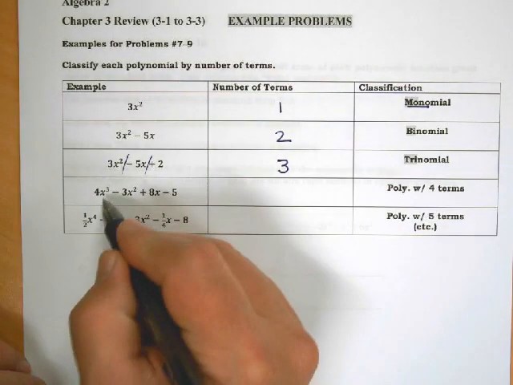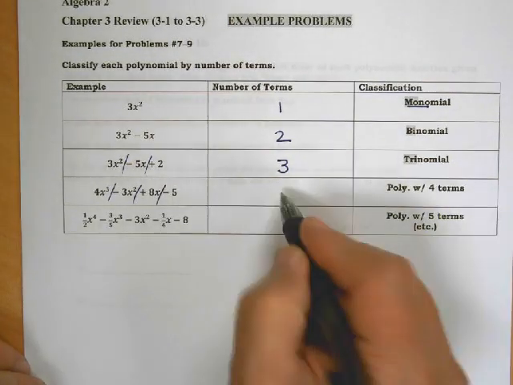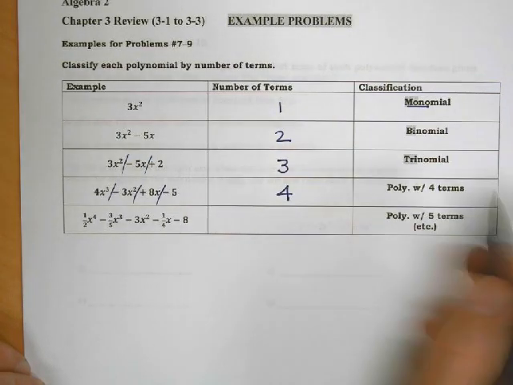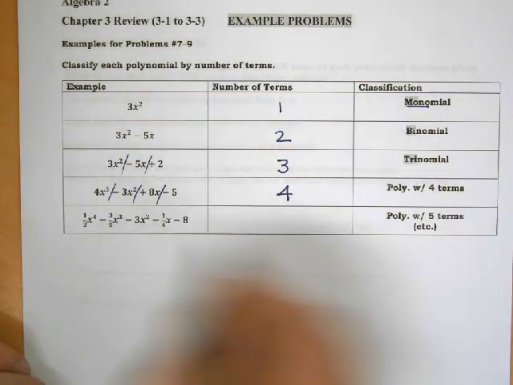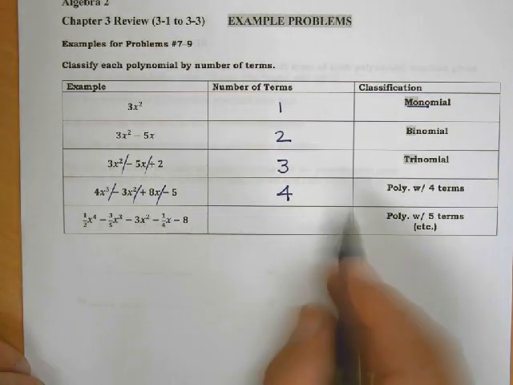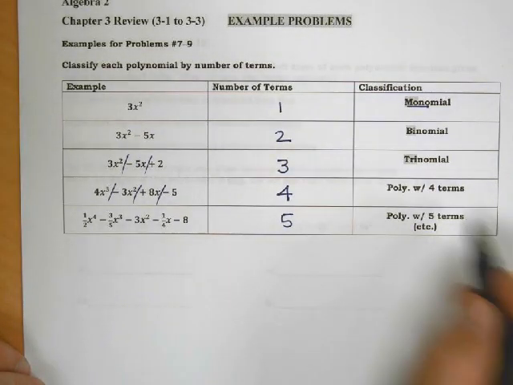Above that, this one has 1, 2, 3, 4 terms. Then you just turn generic. You say a polynomial, you can abbreviate, with 4 terms. This one here is an example where there's 1, 2, 3, 4, 5 terms. And it's also the generic version, polynomial with 5 terms.